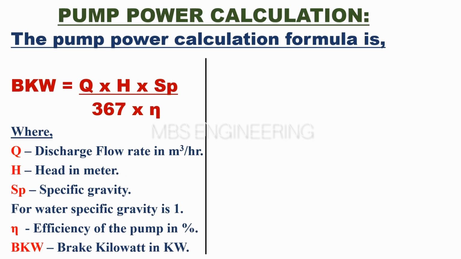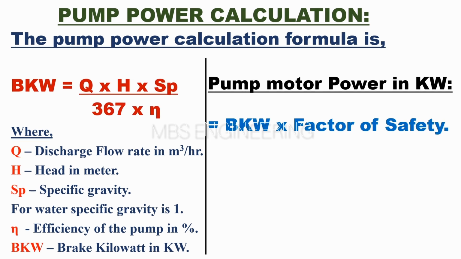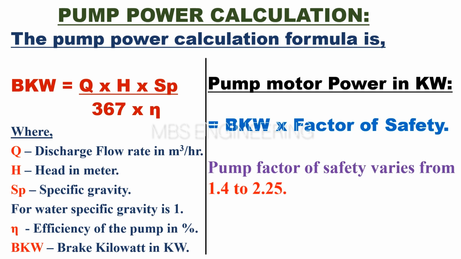Next, how to calculate the pump motor power in kilowatts. The pump motor power equals BKW multiplied by the factor of safety. The pump factor of safety varies from 1.4 to 2.25.